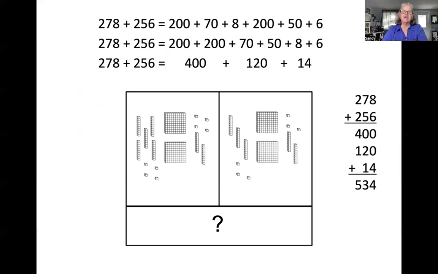And you notice on the right-hand side of the screen, I've written it vertically. And you'll see the 400, the 120, the 14. I could have done it the other way, started with ones. And you'll hear partial sums. It's a place value technique. I'm using place value to add, and the direction in which I add will not matter because I'm preserving place value.